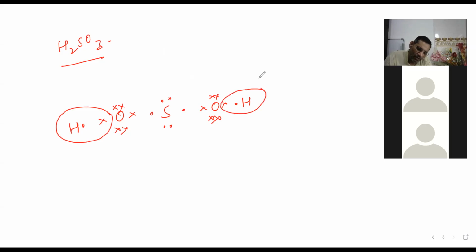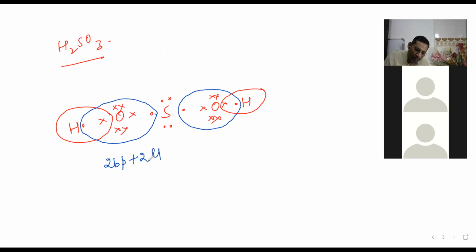Now see, oxygen. This oxygen will be having a completely filled octet. This oxygen will also be having a completely filled octet. 2, 4, 6, 8. 2 bond pairs plus 2 lone pairs. Oxygen is having 2 bond pairs and 2 lone pairs.